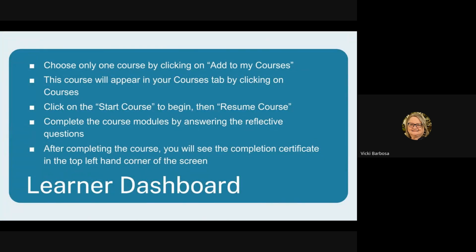You're going to choose only one course by clicking on Add to My Courses. This course will appear in your Courses tab. So at first, you're in the Library tab, and then we're going to be able to see those two courses. Then it's going to go into Add to My Courses. Then it's in the Courses tab. And this will be clearer on the next screen.